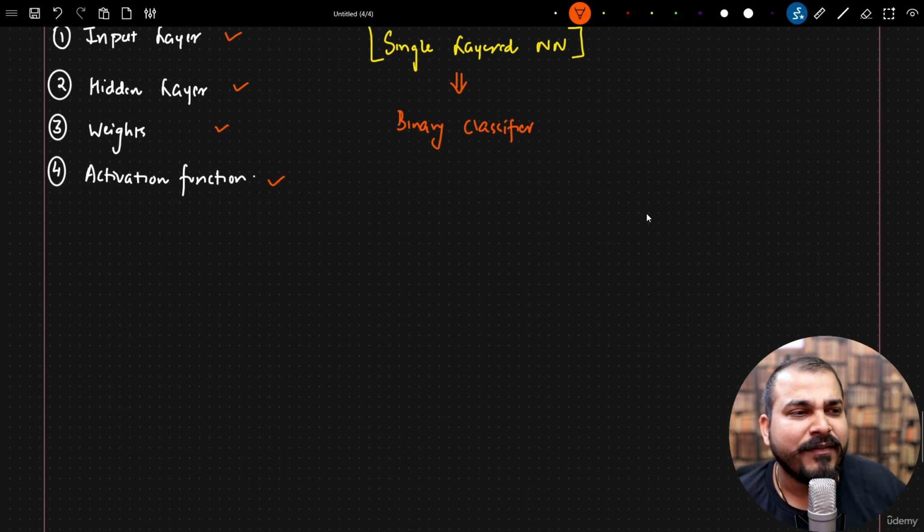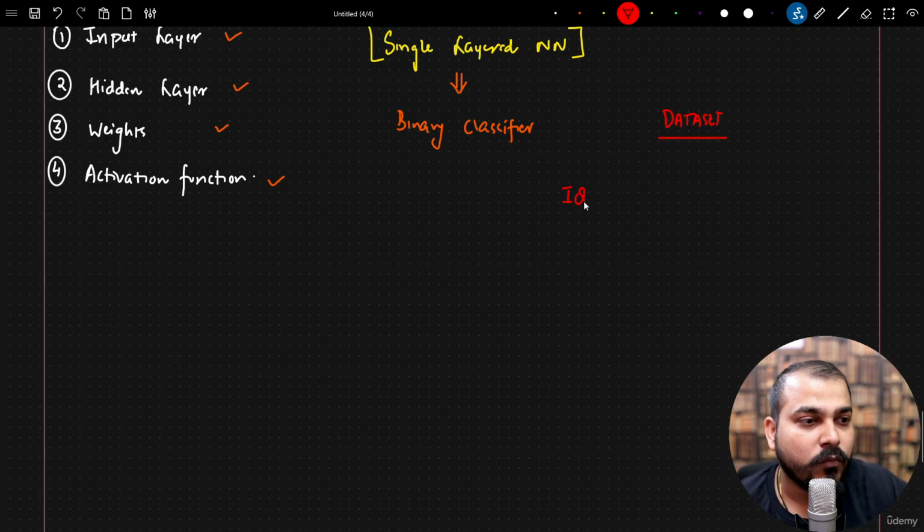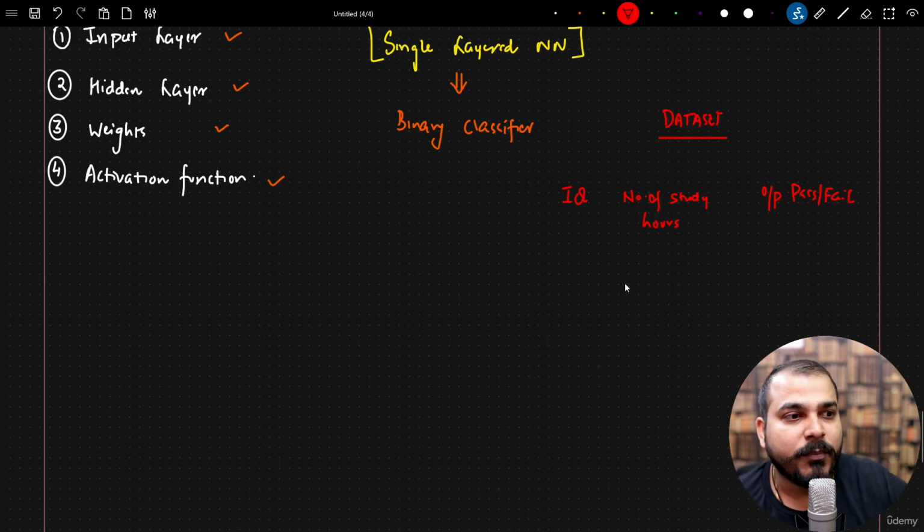Now over here, let me give a very quick example by taking a simple data set. Let's say I have a data set where I have features like IQ and number of study hours, and the output is either pass or fail. So I need to create a Perceptron which will be able to predict, based on IQ and number of study hours, whether the person is going to pass or fail.